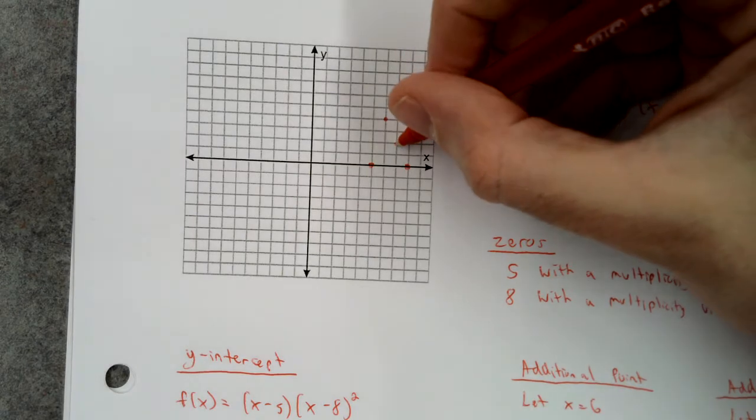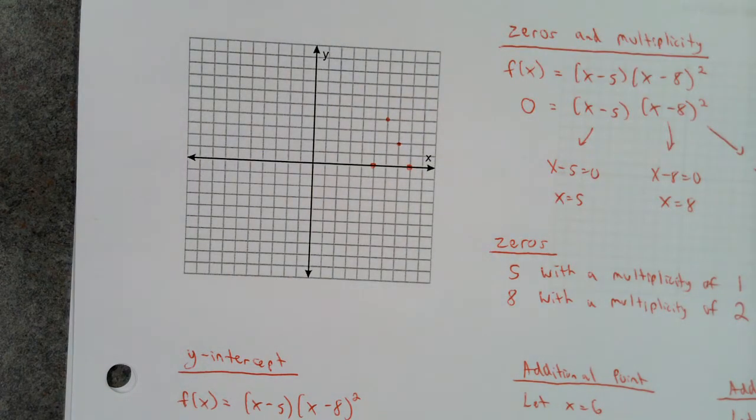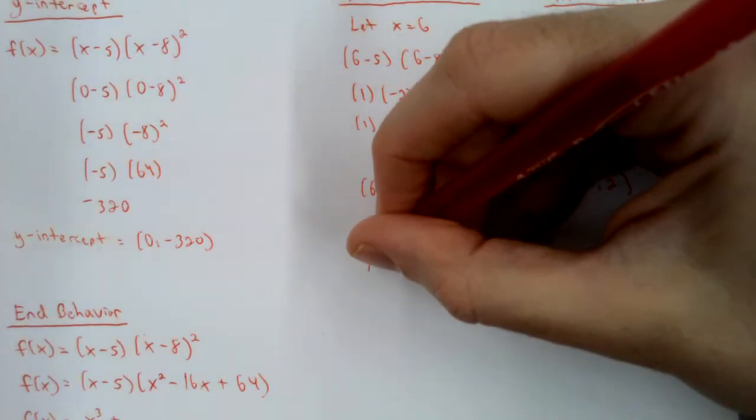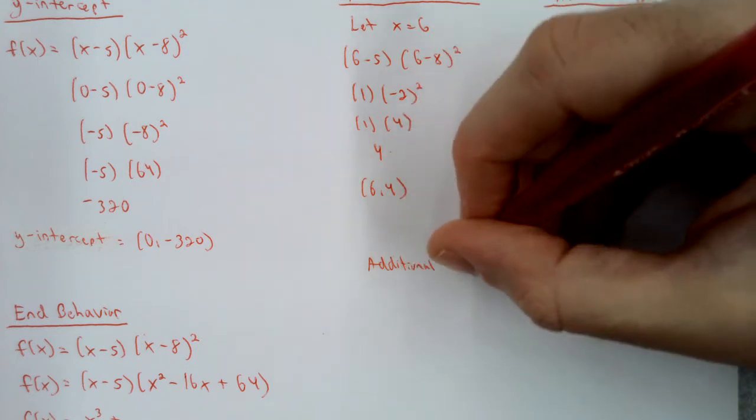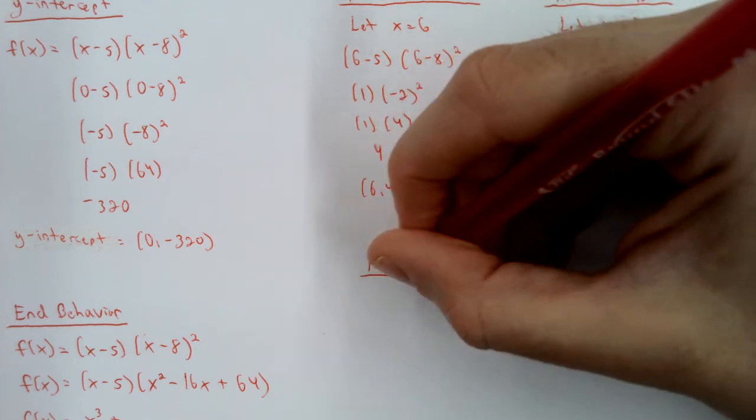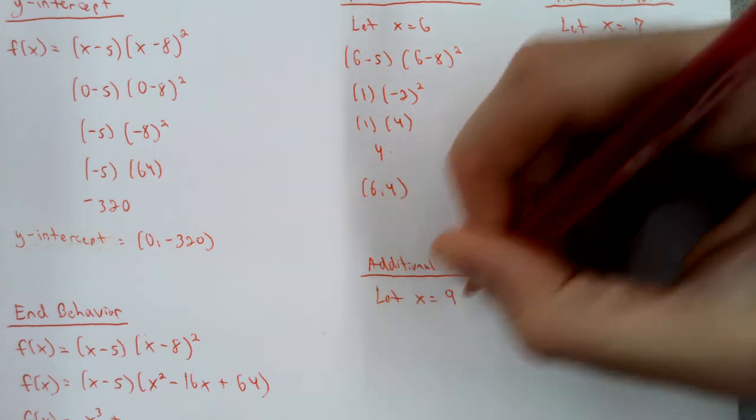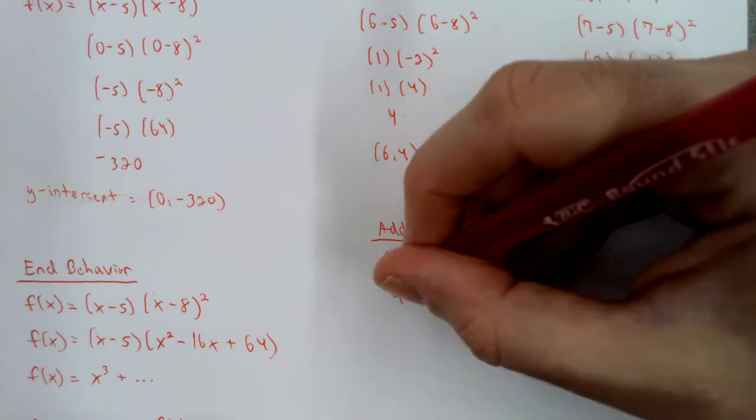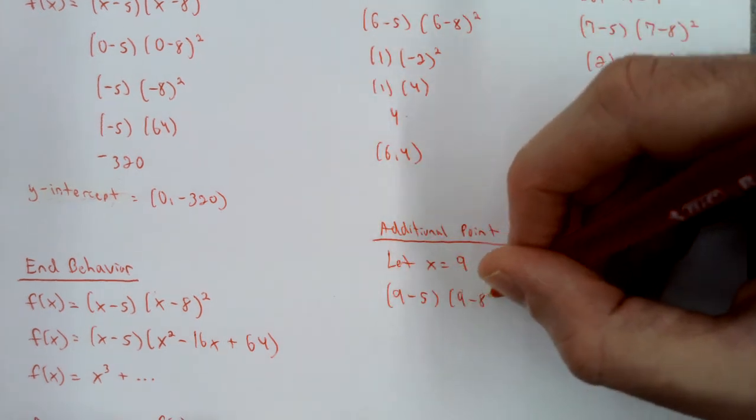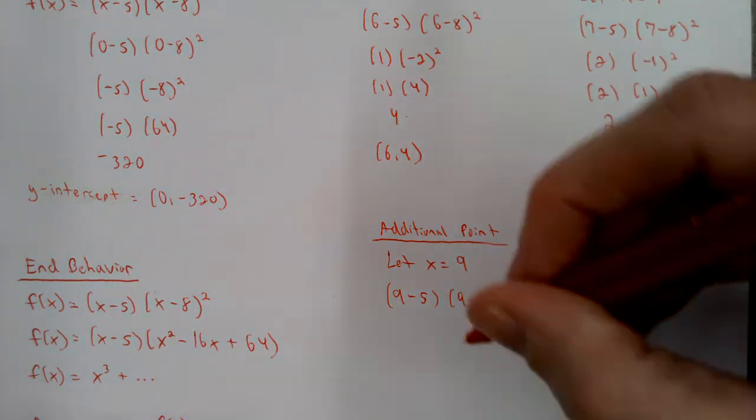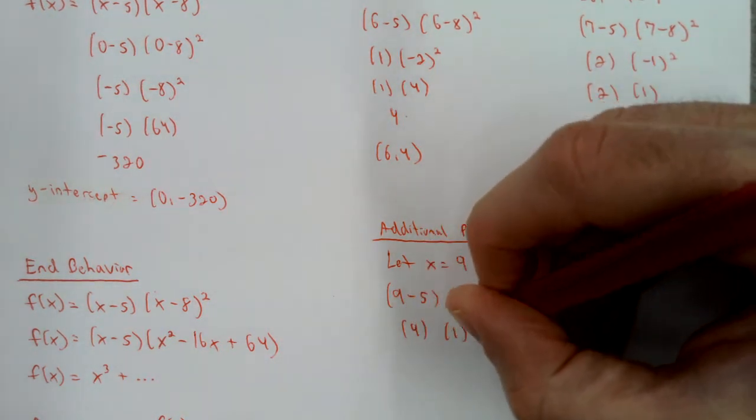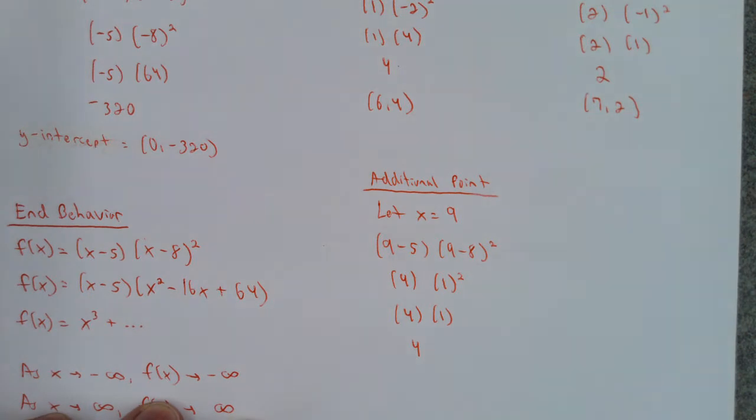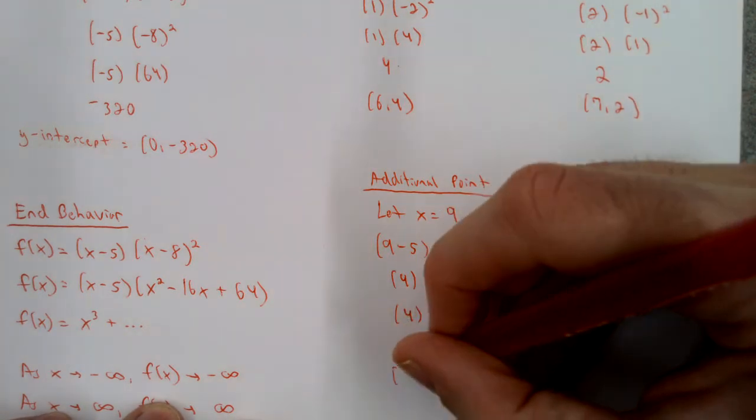Right there. Now, I'm going to do one more. I'm going to go with x equals 9. Let's do x equals 9, and then we'll stop this problem. Let's do x equals 9 and see what we get. So substituting 9 in for x in the original problem, 4 times 1 squared. It's 4 times 1, which is 4. So 9, 4 is an additional point.